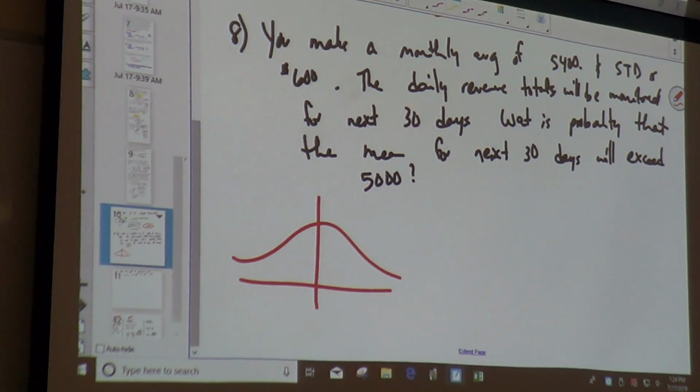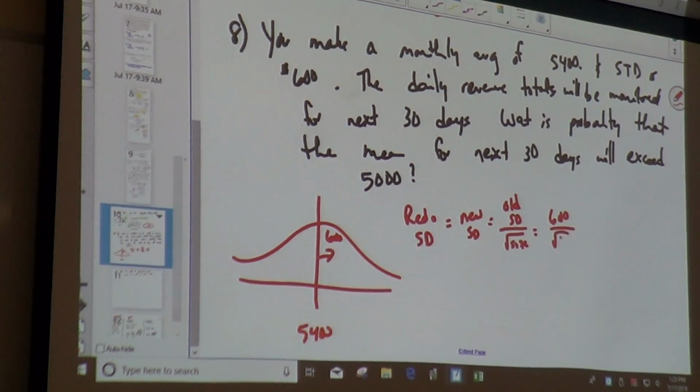So, we have a mean of 5,400. Our original standard deviation is 600, but when we redo the standard deviation, what is our new standard deviation? How do we get our new standard deviation? 109.5. Tell me how we did it. 600 over square root of 30. The old standard deviation divided by the square root of the size of the group. So it's going to be 600 over the square root of 30.